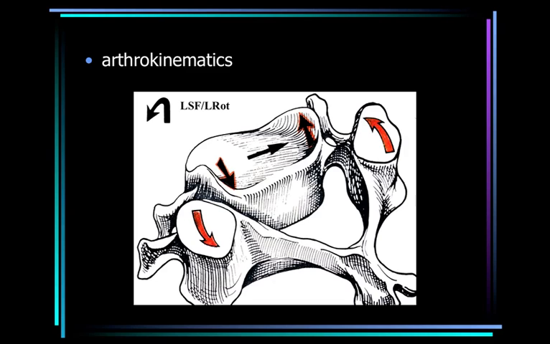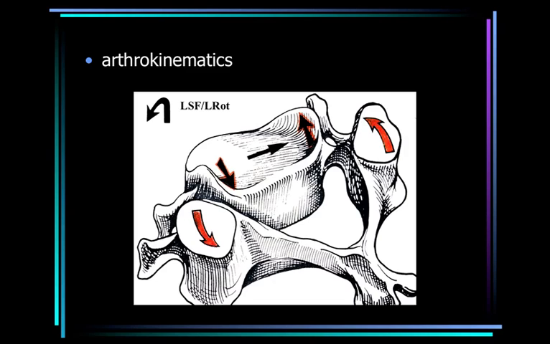At the right uncovertebral joint, you will get an anterior motion for sure, and because of this lateral translation, you'll also get superior motion. On the left uncovertebral joint, you will get posterior glide, and you'll also get slight inferior motion because of the lateral translation of the bone in space.